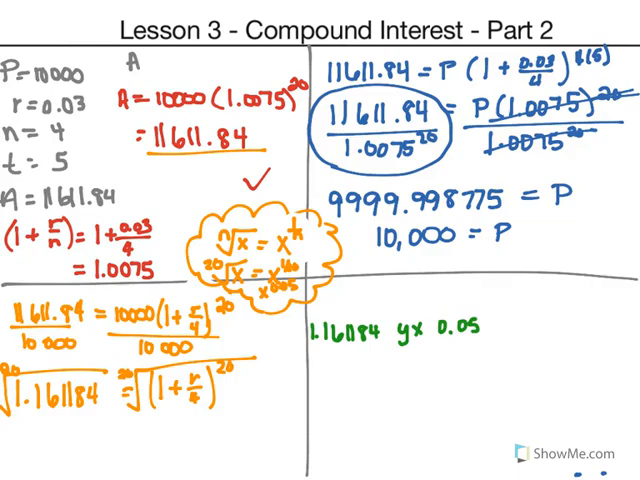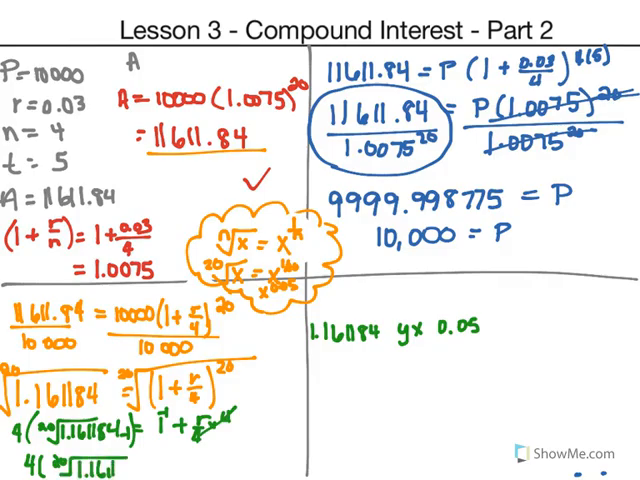That would be useful. Okay, but we're not going to do that yet. We're going to leave it as the 20th root of 1.161184. And this turns into 1 plus r over 4. Then we're going to subtract 1, and then multiply the whole thing by 4. So you should have 4 times the 20th root of 1.161184, subtract 1, is equal to r.